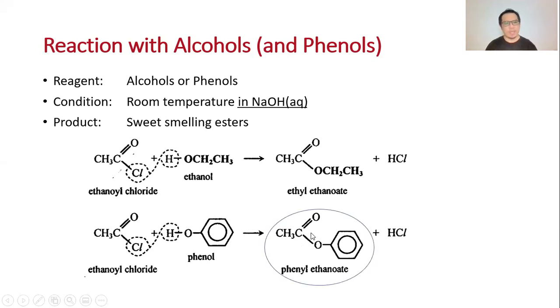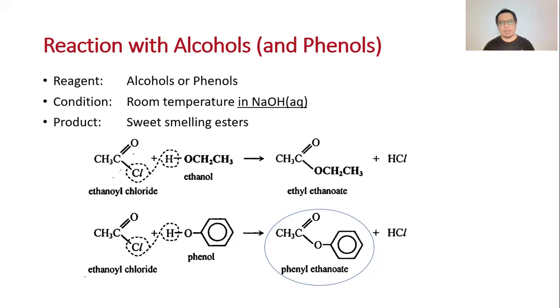And also the steamy white fumes of HCl are released. Now, as you're aware, esters are sweet smelling liquids. This reaction can be carried out at just room temperature, but you have to make sure that there is a solvent of aqueous sodium hydroxide being used in this particular reaction.